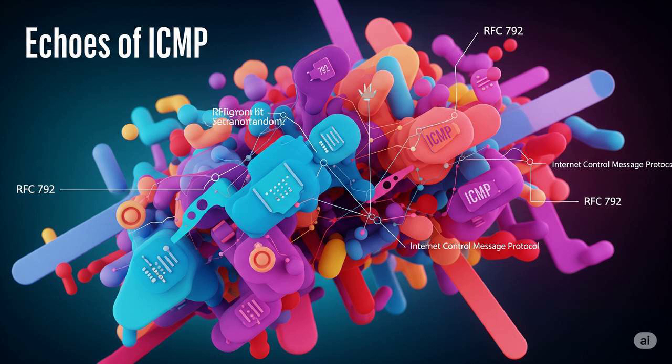And does it say what was wrong? Yes. If the code is 0, it includes a special pointer field. This pointer is a byte offset. It points to the exact byte within the original IP header where the error was detected. Seriously, it tells you the byte number. Yep. The RFC gives examples.